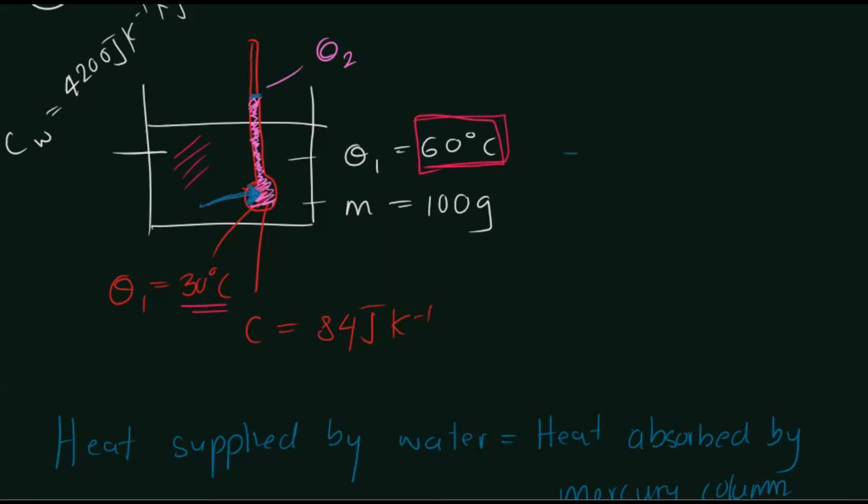Like after a while, both the thermometer and the water column show theta 2 temperature, because it's in thermal equilibrium, right? So now let us assume the initial temperature of the water column is theta 1 dash. Finally, water reached what temperature? The equilibrium temperature, theta 2, right?